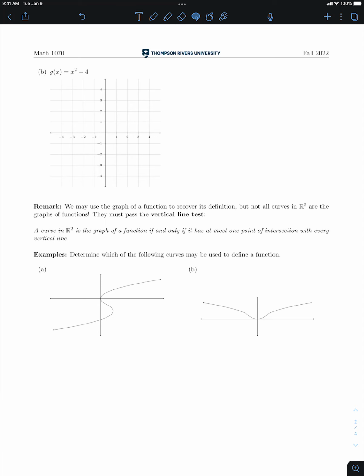Okay, so here's another function. Let's graph this one as well. And then, of course, to graph a function just means to sketch its graph, right? Okay, so, well, what do we got? We've got a function g defined by the rule g of x is equal to x squared minus 4. So, okay, well, how do we start this?